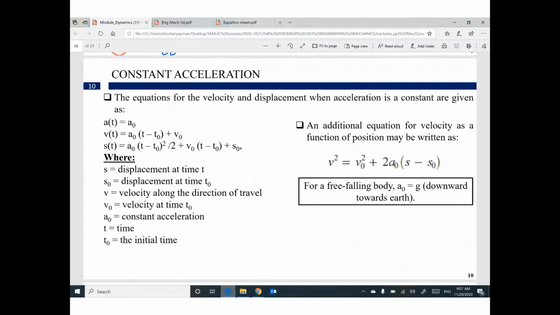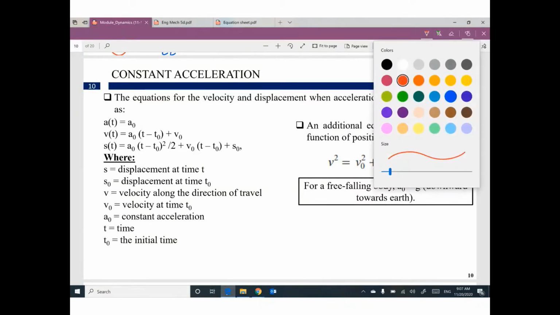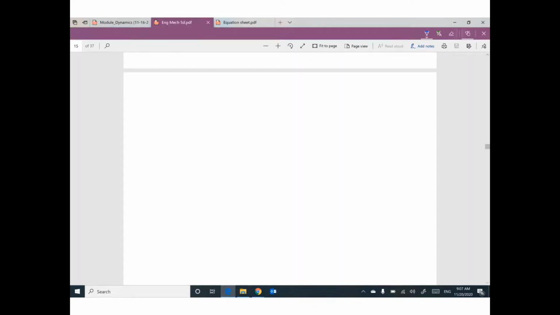Our meeting today will discuss the case of constant acceleration. What is the meaning of constant acceleration, and what is the meaning of the previous part that we covered on Wednesday? Just to let you know, previously I talked about rectilinear motion.